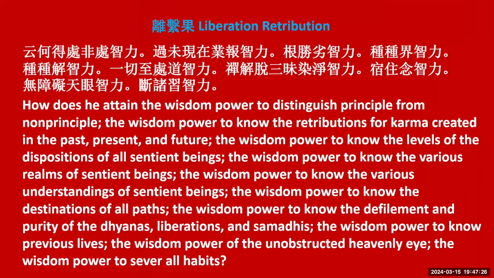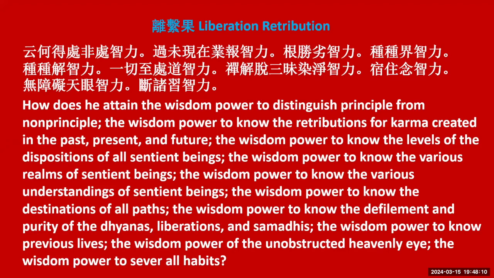The second part. How does he attain the wisdom power to distinguish principle from non-principle? The wisdom power to know the retributions for karma created in the past, present, and future. The wisdom power to know the various realms of sentient beings. The wisdom power to know previous lives. The wisdom power of the unobstructed heavenly eye. The bodhisattva who diligently practices the Dharma door of pure conduct can see the many states of minds of living beings. He can see into their past, present, and future, whether their roots are wholesome or unwholesome, and can understand their past lives through the power of his heavenly eye.